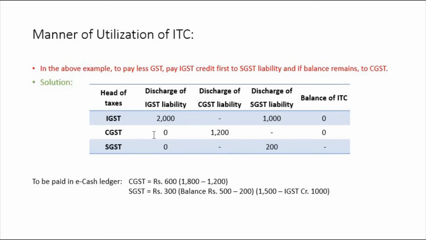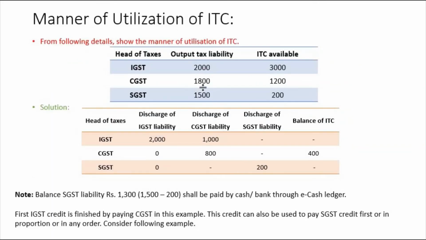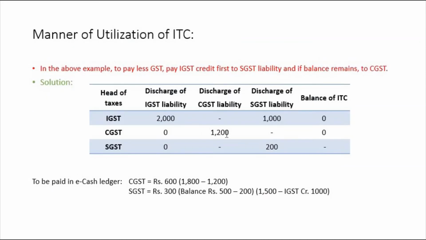But let us see at CGST, we cannot pay any IGST, right? Discharge of CGST liability is 1200 we have done, and nothing is remaining as ITC, because if you closely look at the question, 1800 is the payment, but ITC available is only 1200. So all that 1200 has been used, and ITC is 0, balance remaining, and that difference 600, 1800 minus 1200, that 600 CGST to be paid by e-cash ledger.